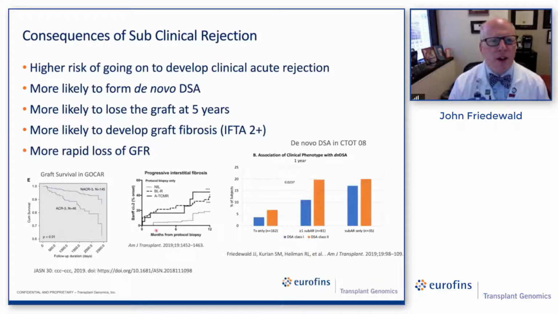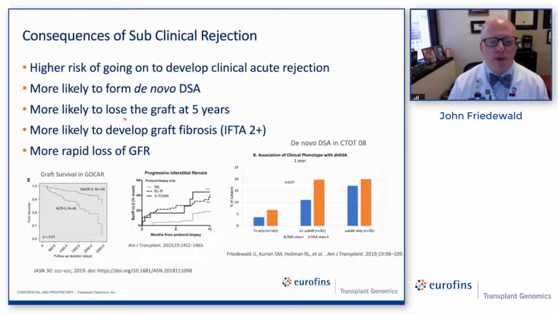So I mentioned it, but what are the consequences of subclinical rejection? Why do we care? This shows why. We know from both the CTOT-8 and the GoCAR trial, as well as the other trials I mentioned, that there's a higher risk of going on to develop clinical acute rejection after an episode of subclinical rejection. Patients who have subclinical rejection are more likely to form de novo DSA, statistically significant.